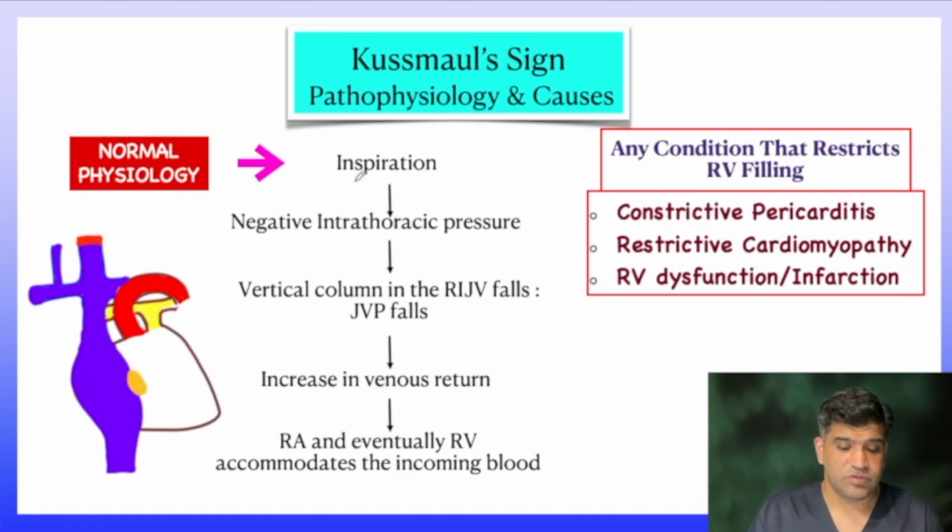So what happens normally? When we inspire, the intrathoracic pressure becomes negative. When the intrathoracic pressure becomes negative, the blood tends to be sucked into the thorax.